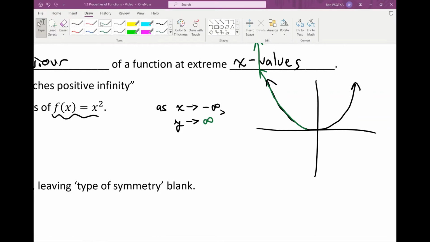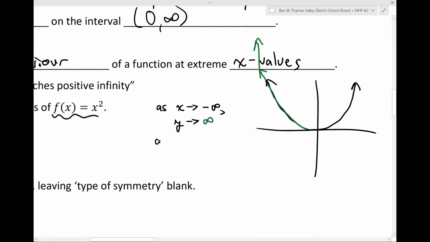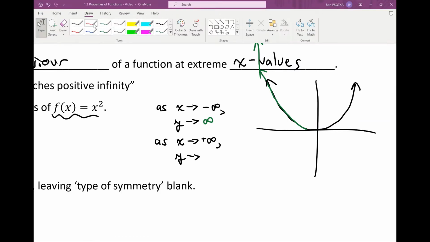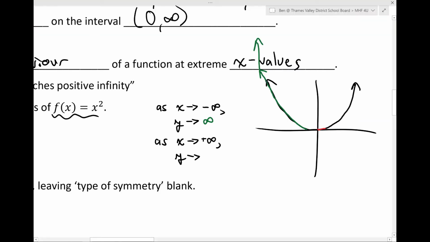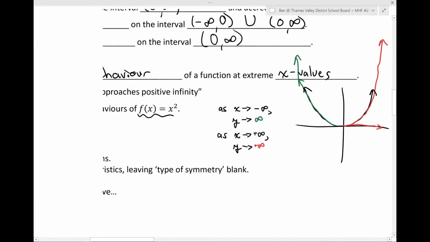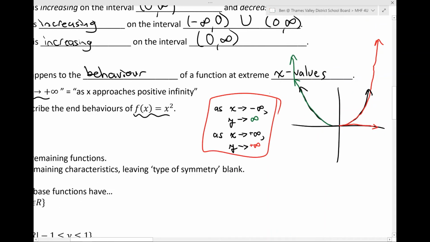And then for our other end behavior, as x approaches positive infinity, y approaches, and let's take a look here. So we go to extreme values of x, right? We're looking at our function at extremely high values of x, and our y coordinate appears to get higher and higher and higher. So y approaches positive infinity as well. There we are. Here are the end behaviors for f of x equals x squared.